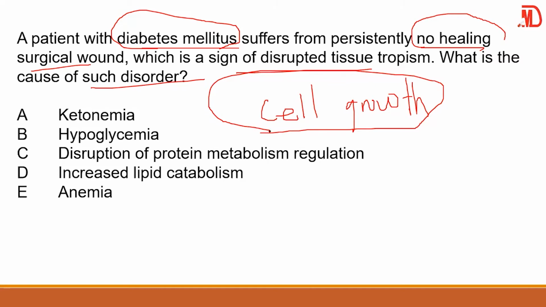But here the case, because of diabetes, it is affecting the regulation of the protein metabolism. So what that means is that protein is not able to metabolize very well in order to replace the lost tissue. So eventually, what happens? The wound doesn't get healed, or even if it does, it will take quite a long time. So please always take note of that. So over here, we will be talking about disruption of the protein metabolism regulation. So your answer is C.